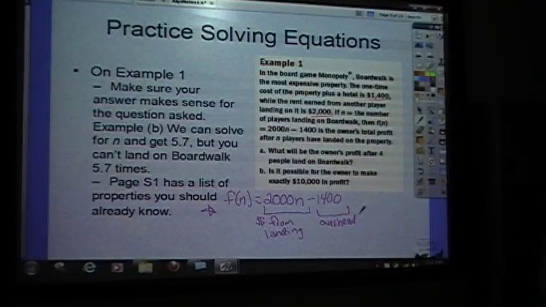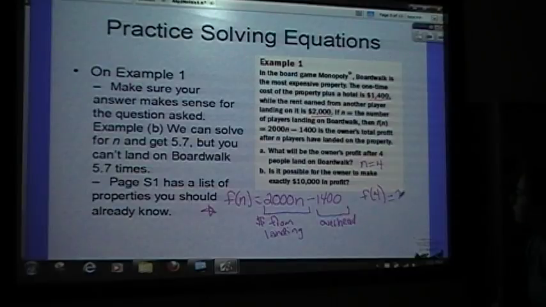So the question here says, what will be the owner's profit after 4 people land on Boardwalk? So what are we trying to figure out? We're trying to figure out what the profit is when n equals 4, when 4 people land on my property. So now I'm not looking at f of n, I'm looking at f of 4 because n equals 4. That's what they're asking us, if 4 people land on it. So what I do, I plug it in.